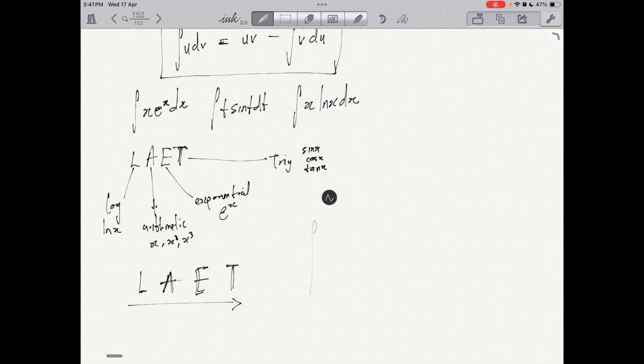So let's take, for instance, the integral of x exponential x dx. Now we know that x is arithmetic, and exponential x is exponential. And now if we come to LAET, the first on the line in this order will be our u. So moving forward, we know that we are going to meet A first. So this will be our u, and this will be our dv.